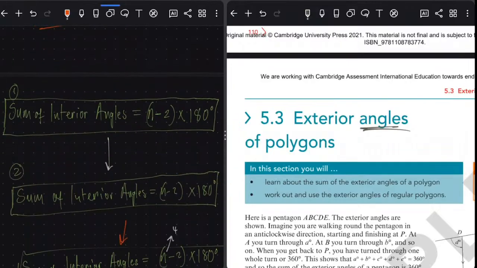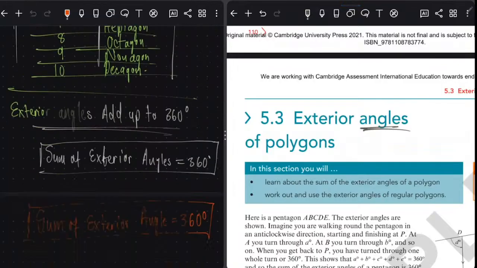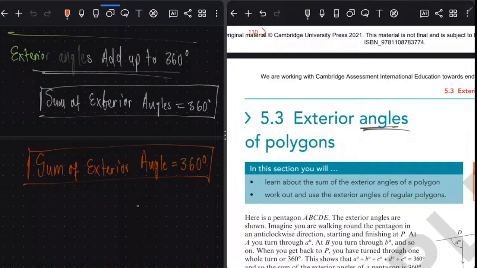If you're looking for an inside angle, then you have to write the formula for the inside angles. If you're looking for an outside angle, then you have to write the formula for outside angles. Did you write the formula for exterior angles? Sum of exterior angles is equal to what? 360. Exterior angles always add up to what? 360. Well done.